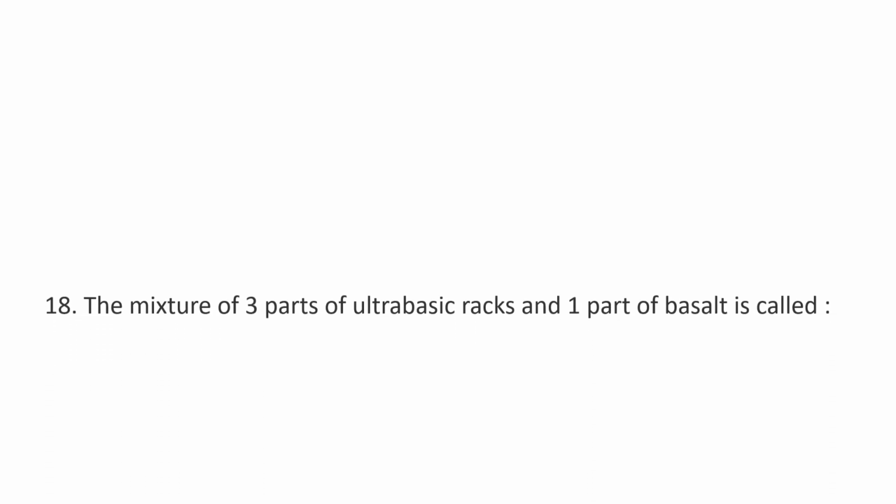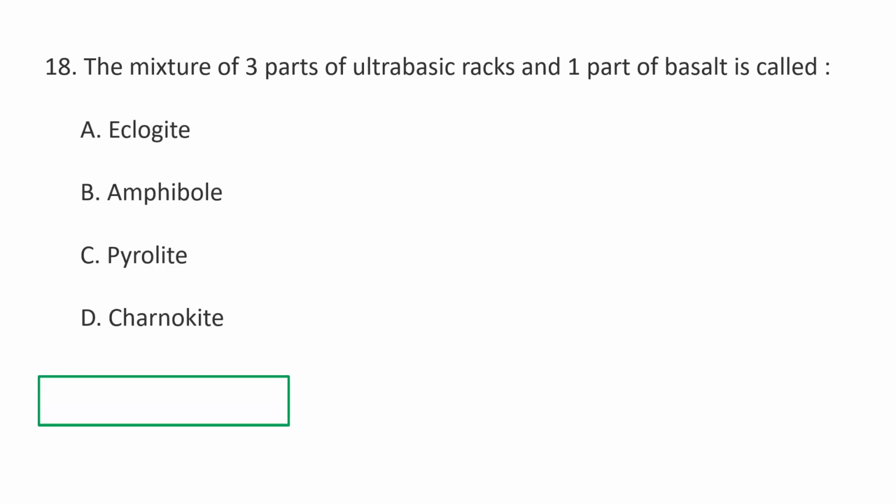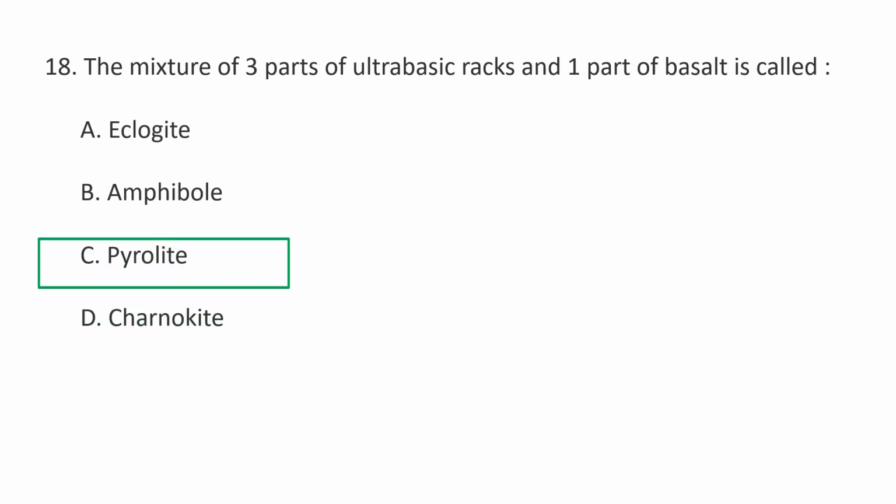Next question. The mixture of three parts of ultra basic rocks and one part of basalt is known as: A. Eclogite, B. Amphibole, C. Pyrolite, D. Charnocite. The mixture of three parts of ultra basic rocks and one part of basalt is known as pyrolite. Pyrolite consists of three parts of ultra basic rocks and one part of basalt. This name was coined to explain the chemical and mineralogical composition of the upper mantle of the Earth.